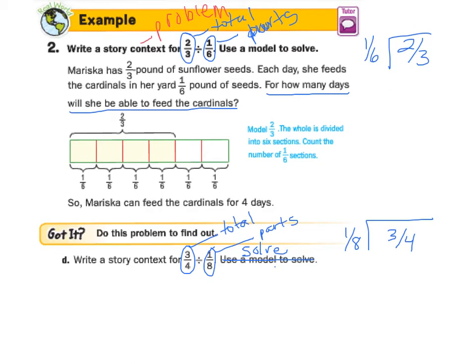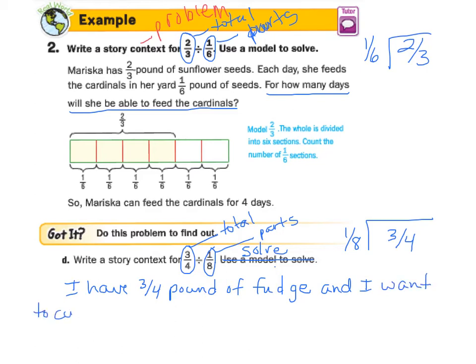So I'm going to say that I have 3/4 pound of fudge. I like to eat chocolate fudge, like the candy. And I want to cut it into 1/8 pound chunks. So my question then is, how many chunks can I cut?